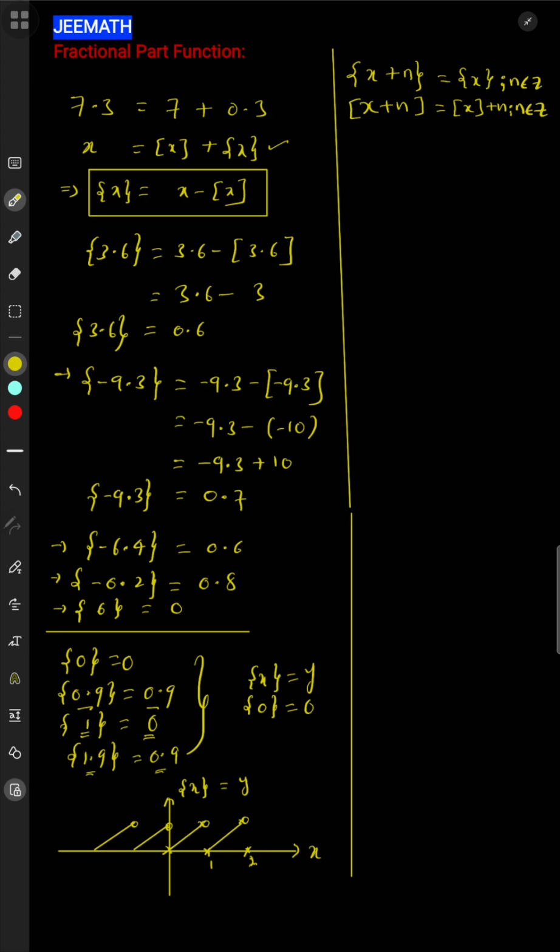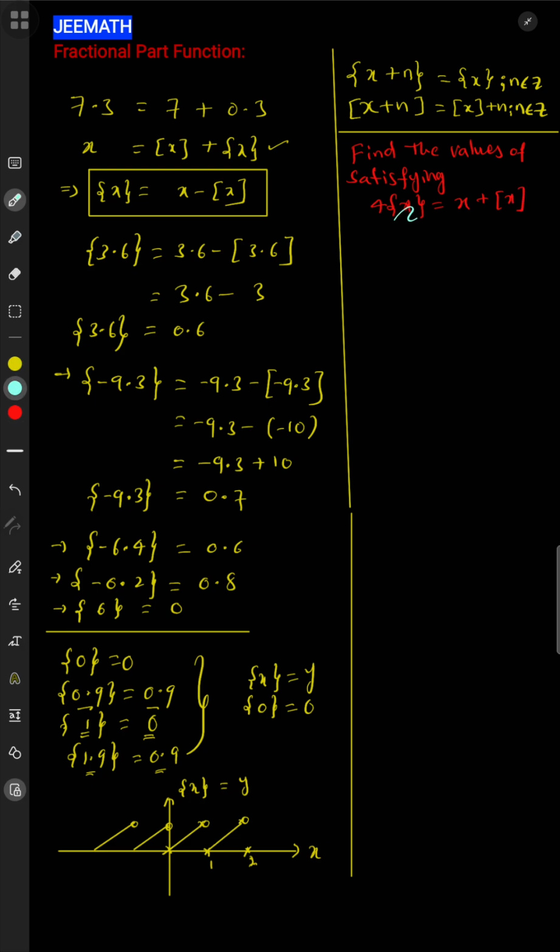Now we'll discuss a problem based on these fractional part and integral part functions. So see here, find the values of x satisfying 4 times the fractional part of x is equal to x plus step x.